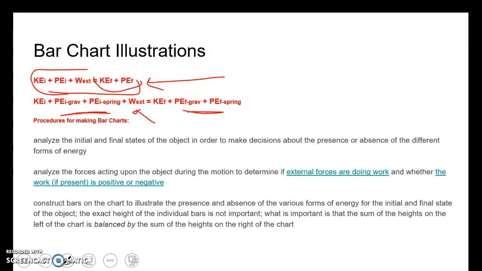Okay, so we want to look at the different types of energy. We want to analyze forces. Remember, external forces do work, okay? And this work should be positive or negative. And so we use bars to do this, to show the various forms of energy. The exact height is not important, but the sum of the heights to the left must be the same as the sum of the heights on the right.